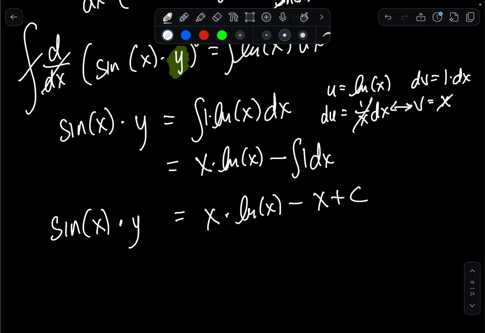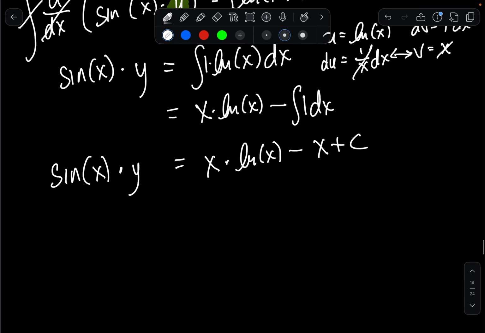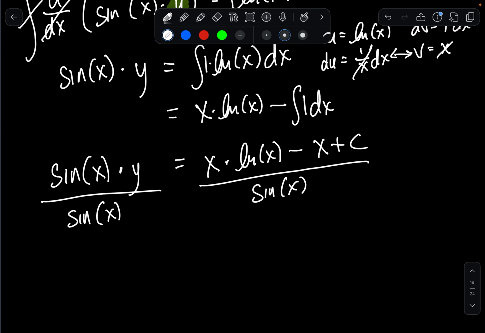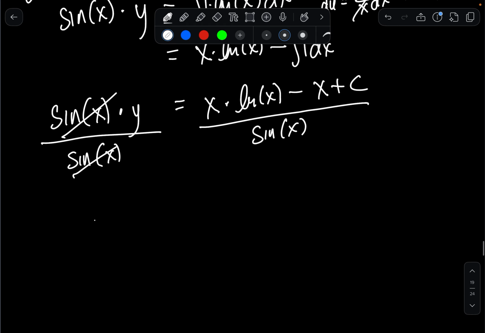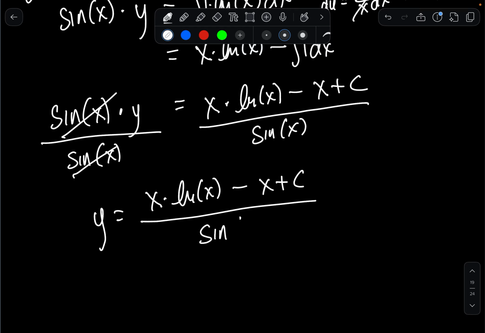And there's our solution. Well, we can make it explicit, and with linear differential equations, you should make it explicit. You should solve for y, which means our final solution, our general solution, is x times the natural log of x minus x plus c all over sine of x.